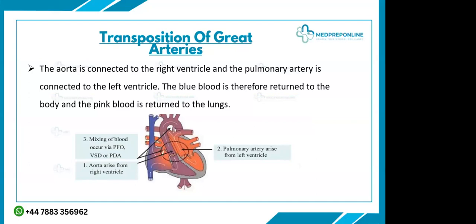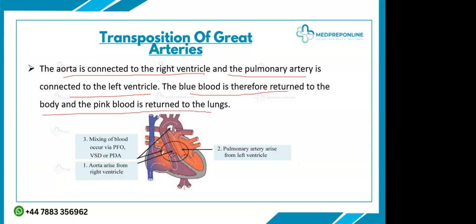So it's going to be totally opposite. The aorta is connected to the right ventricle instead of the left ventricle, which is usual routine, and the pulmonary artery is connected to the left ventricle. They have switched their positions, these two great arteries. So the blue blood is therefore returned to the body and the pink blood is returned to the lungs.